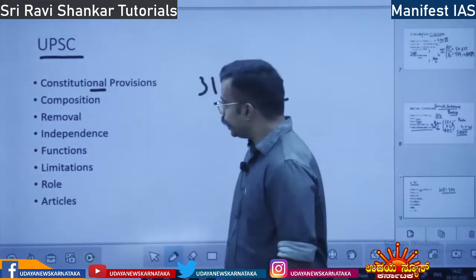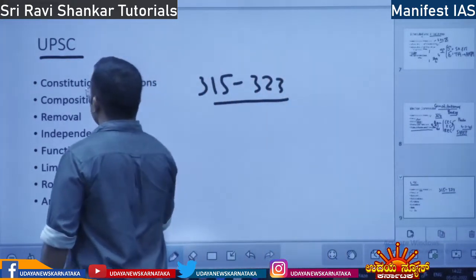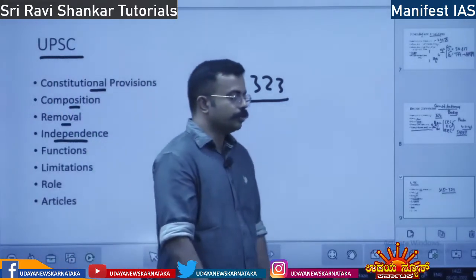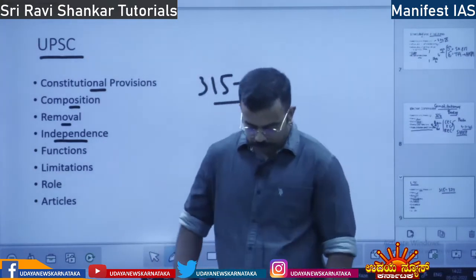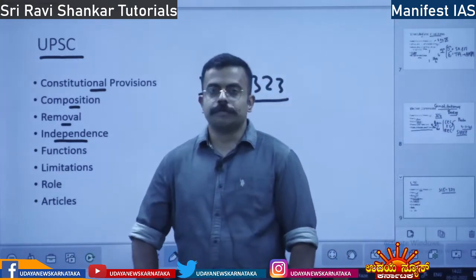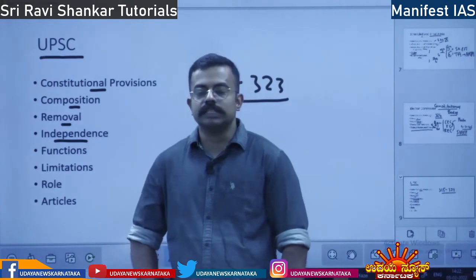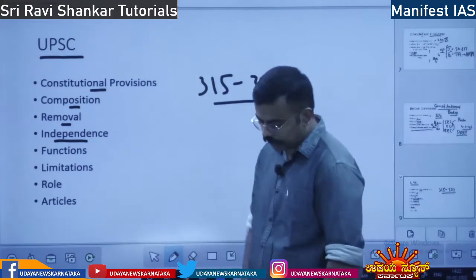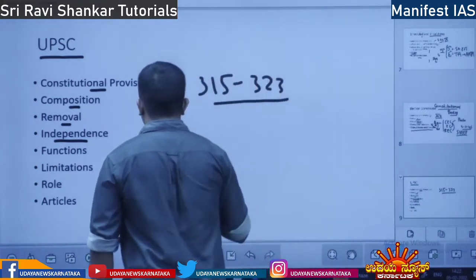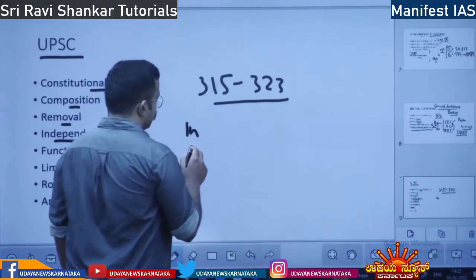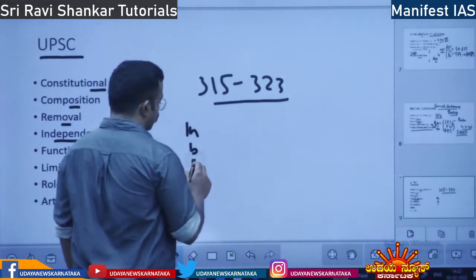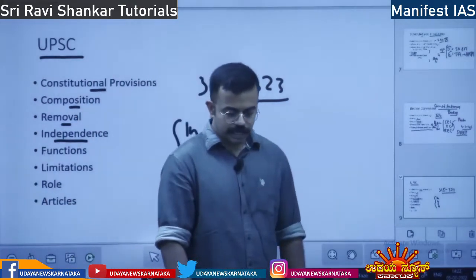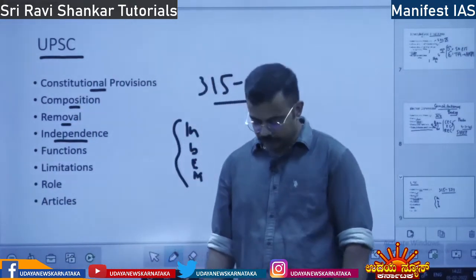How is the independence of UPSC ensured? We have spoken about composition and removal. The first condition is that the removal procedure is difficult. They can be removed only by the President, as determined in the Constitution, on the grounds mentioned in the Constitution: insolvency, bodily infirmity, employment, misbehavior. Apart from this, under no other condition can they be removed. That is how independence is ensured.